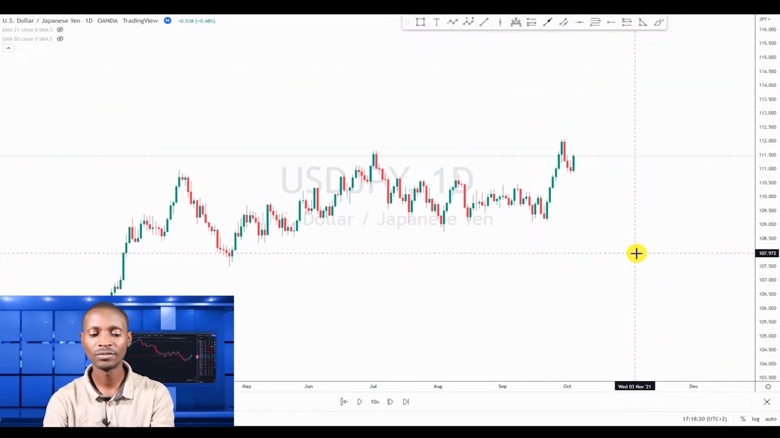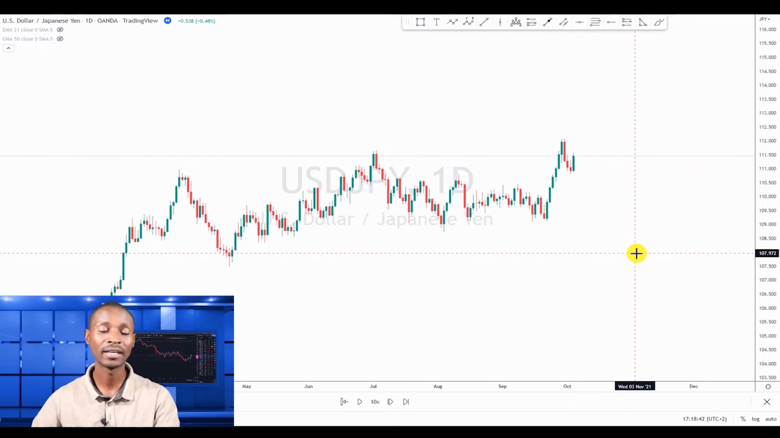Now let's give you the practical examples on how you can use the bullish and bearish engulfing candlestick pattern in order to become profitable in the forex market or any financial market, since this trading approach works also on the forex market, stock market, crypto, and commodities.